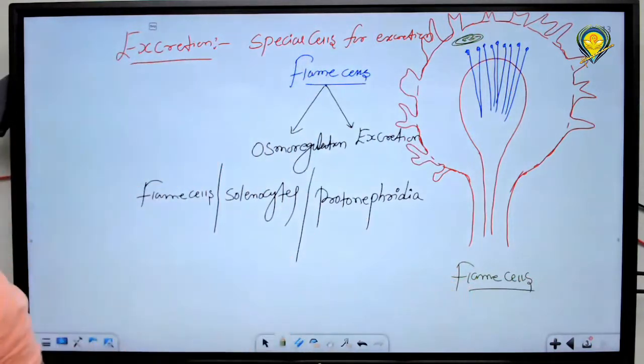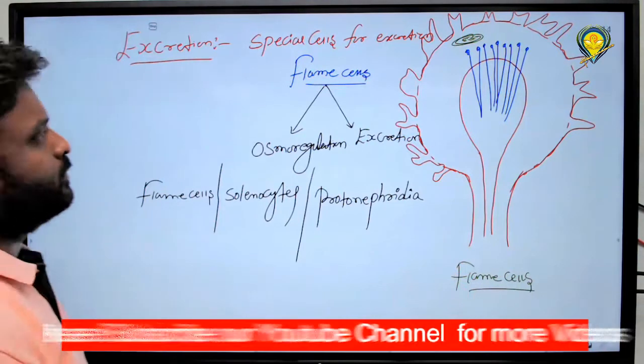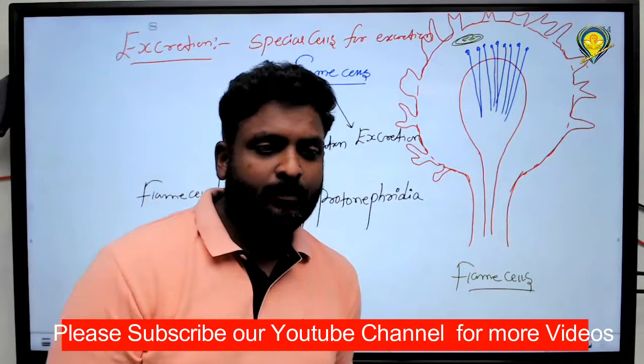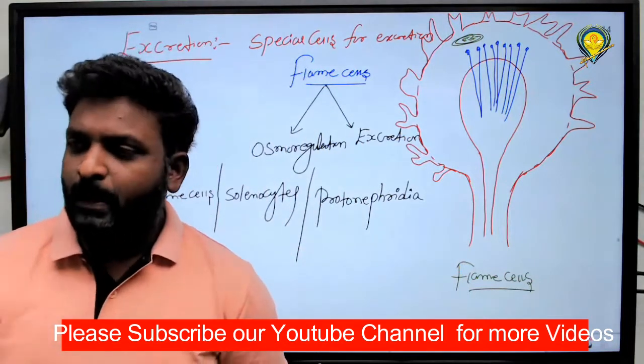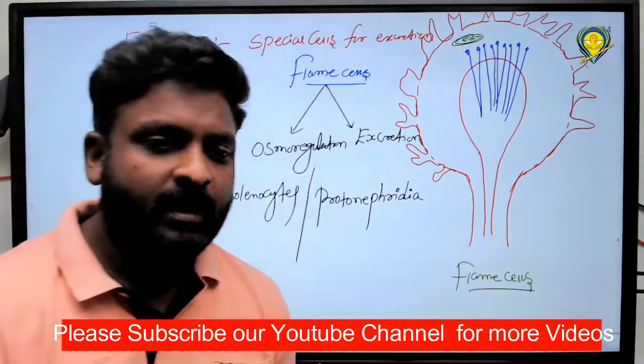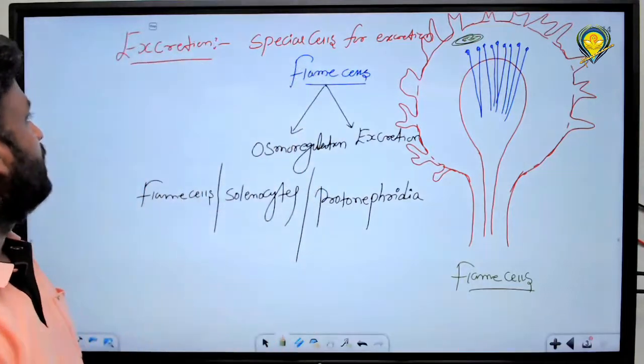Structure of phloem cells. This is a diagram. Right, all of you? So this one helps in excretion. Primarily in respiration, secondary in excretion. Got it?